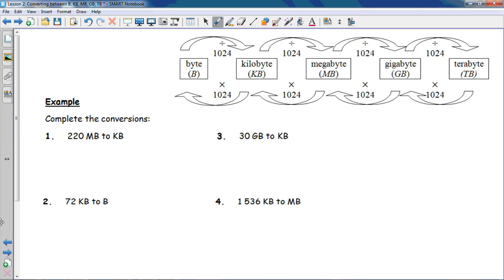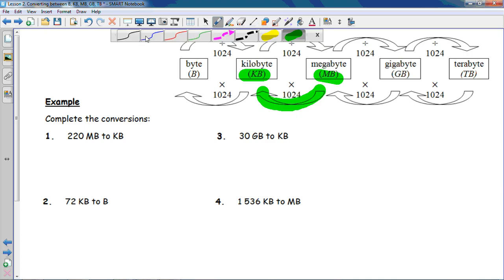So let's have a look. Let's complete the following conversions. 220 megabytes to kilobytes. So we're starting here at megabytes and we're going to kilobytes. So we need to follow the arrow. We don't go above here because that would be going against the arrow. So we can see here megabytes to kilobytes.